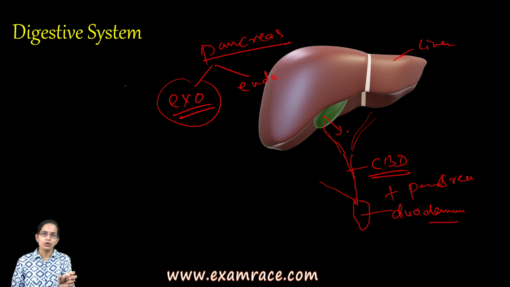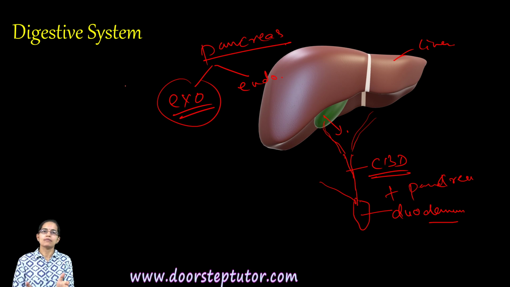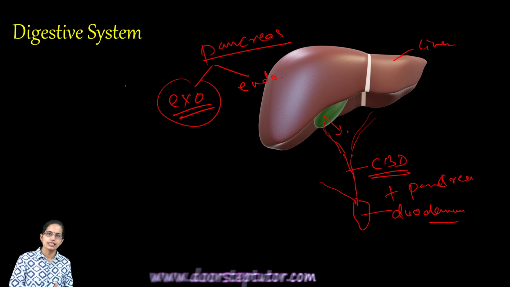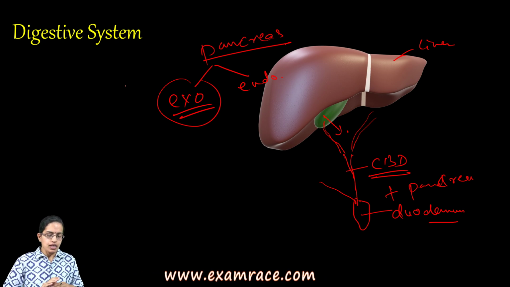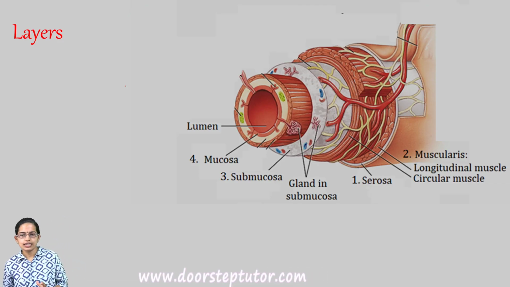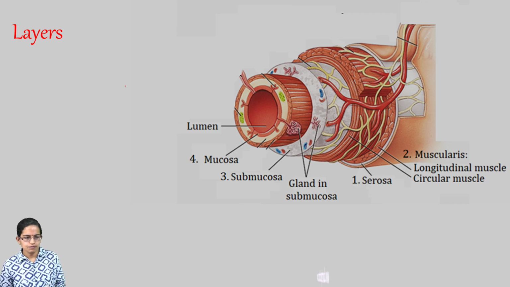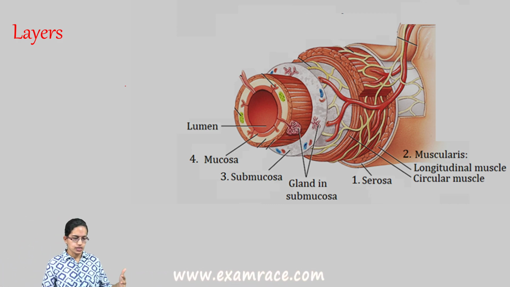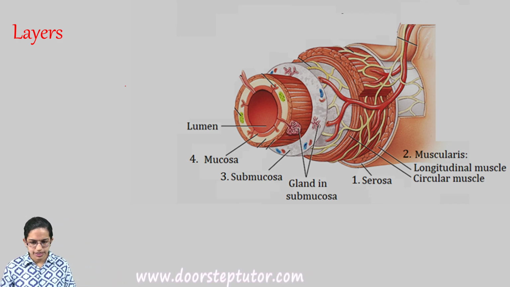So maltose, rather than O, you are replacing A. So it is maltase, which is the enzyme there. Now, the next important thing that we try to understand is the various layers. Now, in the process, you have four important layers that are seen.